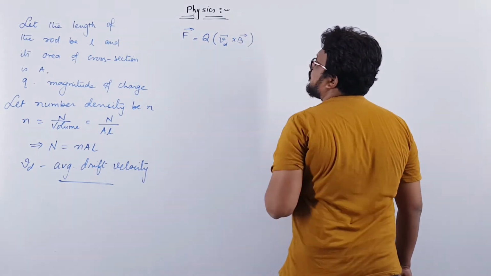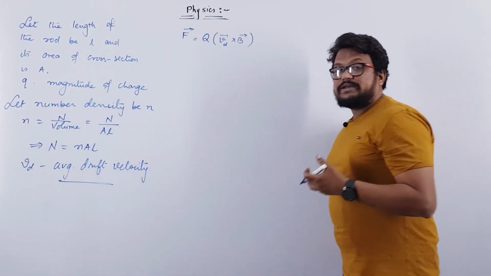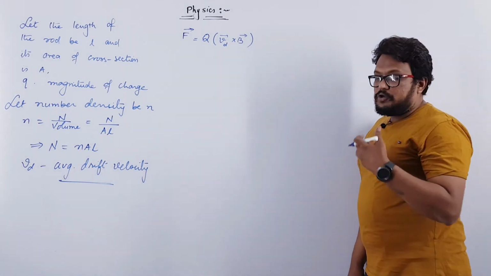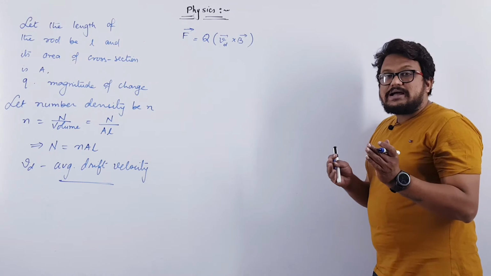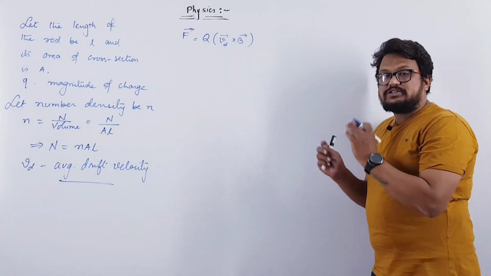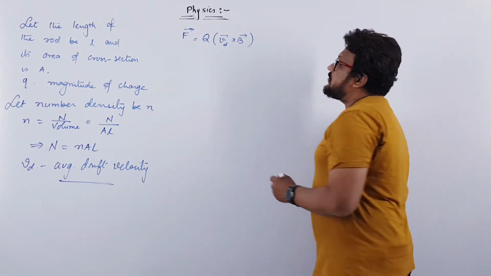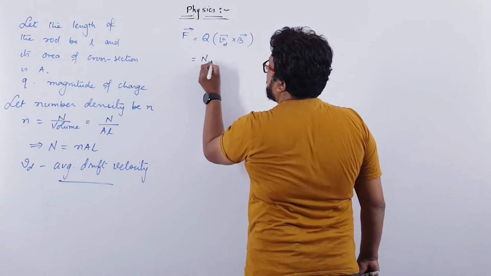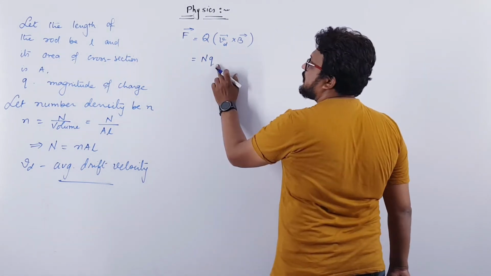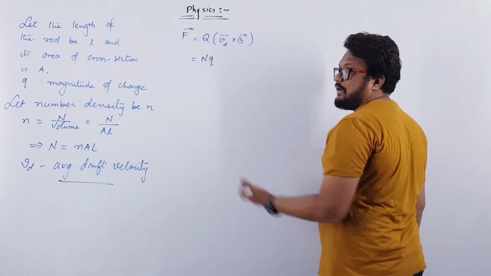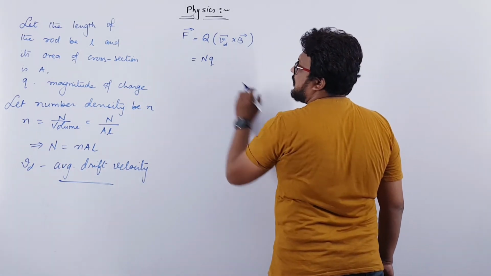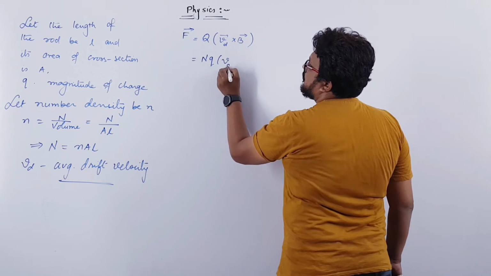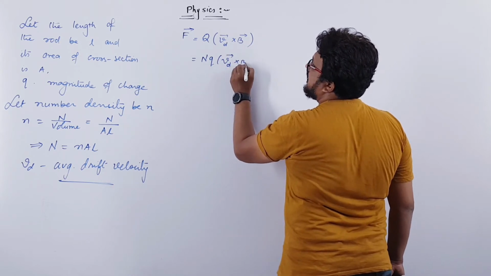Total charge into Vd cross B. Now what is total charge? In first chapter you have come across quantization of charge. Total charge is number of charges into magnitude of each charge. So your total charge will be equal to N into Q. Here Q is the charge of each particle, and N is the total number of charges, into Vd cross B.